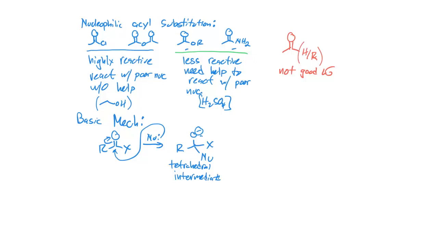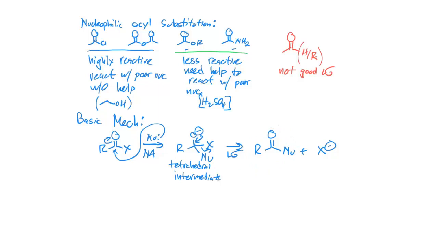And then the second step is loss of leaving group. So this is nucleophilic attack, the first step, loss of leaving group, the second step. And you can see that I've reformed the carbonyl, and now I have the nucleophile in place of the X group that I started with. So I've substituted the X group for a nucleophile, and so this is my resulting compound. And this is the general mechanism.